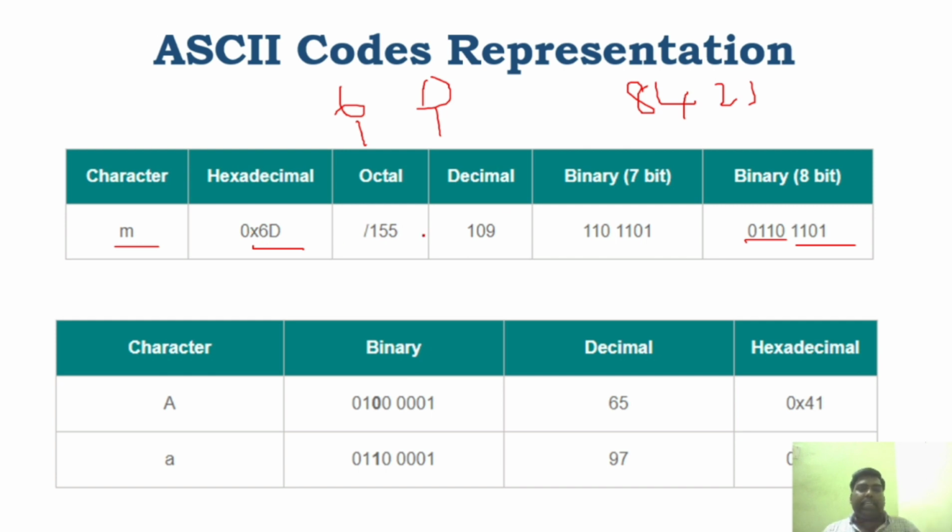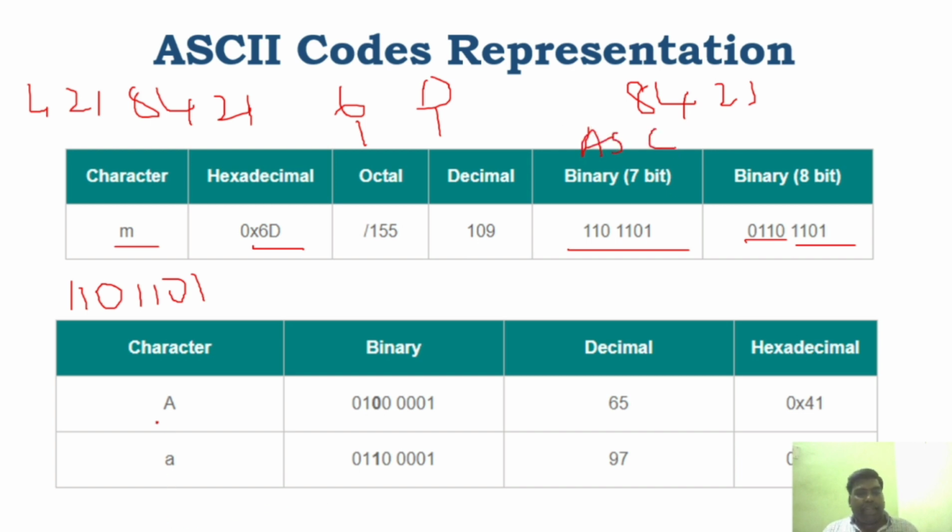Now for 7-bit, 7-bit is nothing but the ASCII representation. For ASCII representation we will use 421 and 8421. So how will you represent 6 here? 110, and D is the same thing, 13, which is 1101. You can see this is what we represented in 7-bit. 7-bit is nothing but the ASCII characters. Similarly, any particular number, you can represent the corresponding binary, decimal and ASCII values for that.